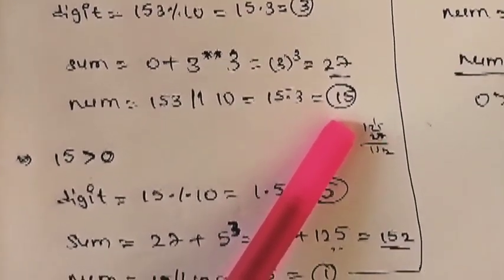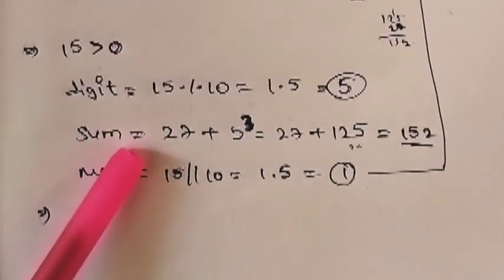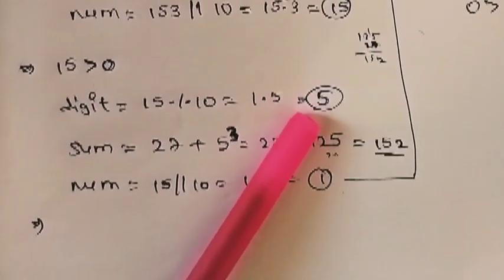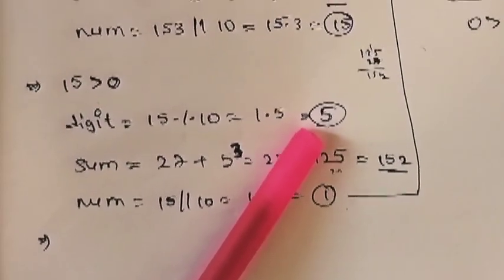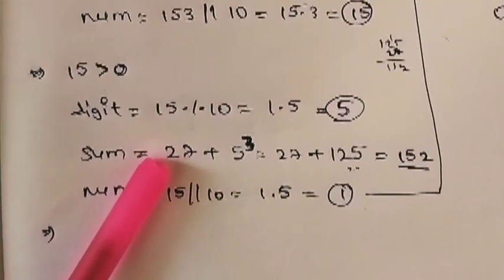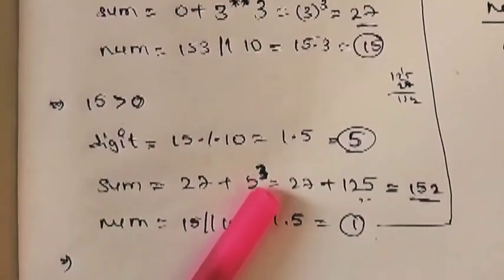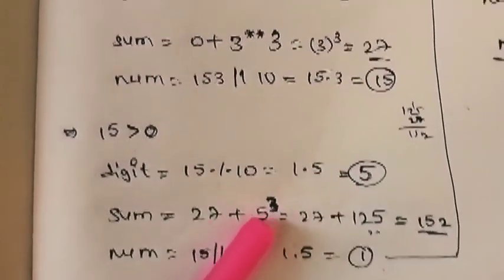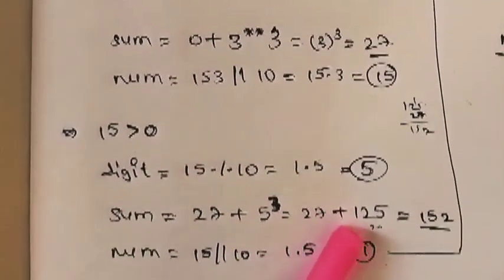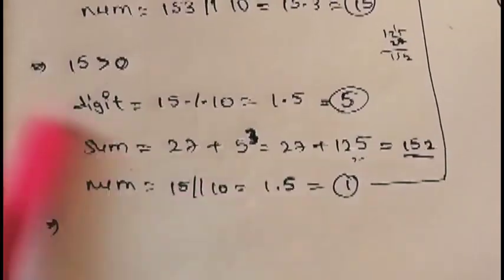From this you will get 15, and again 15 is greater than 0, digit is equal to 15 modulo 10. From this you will get a 5, where modulus always returns a remainder. And sum is equal to sum plus digit power length, where sum is updated to 27 from here. So sum is equal to 27 plus digit power length, digit is nothing but 5 and power is nothing but 3, where 27 plus 5 cube is 125. From this you will get 152, and num is equal to 15, right?